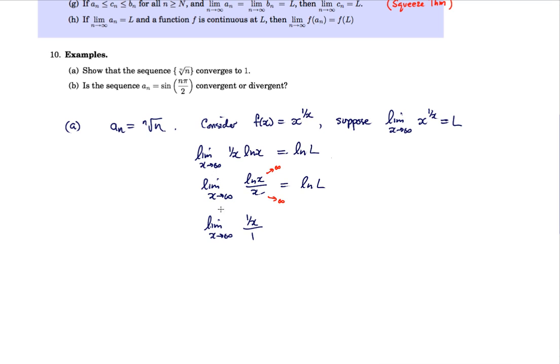This limit, whatever it is, also has to equal this limit, whatever it is. And both of them have to equal ln of L. And now the limit as x goes to infinity of 1 over x is 0. And that's what ln of L is supposed to be, so that tells me that L has to be e to the 0, or 1.